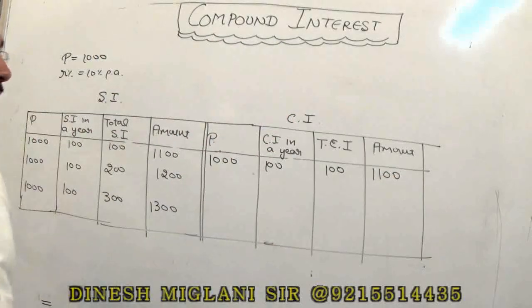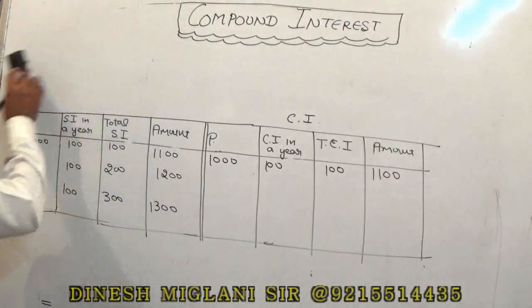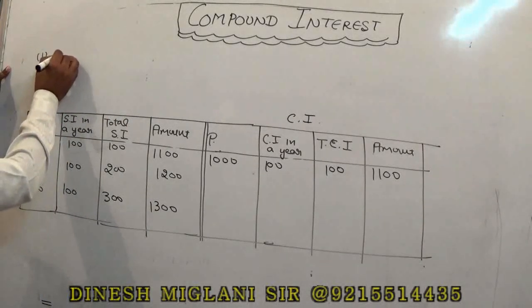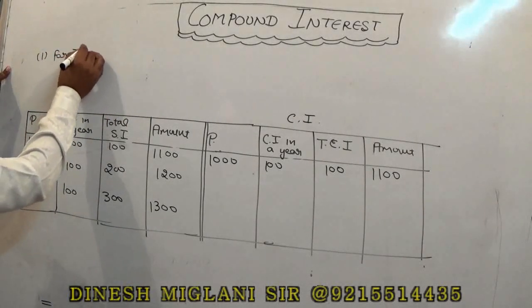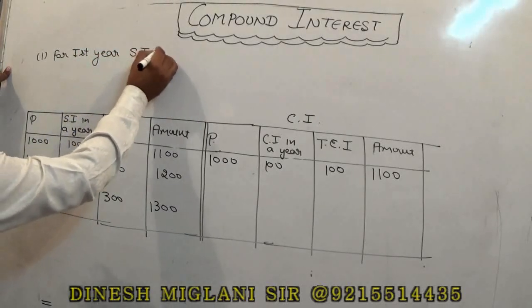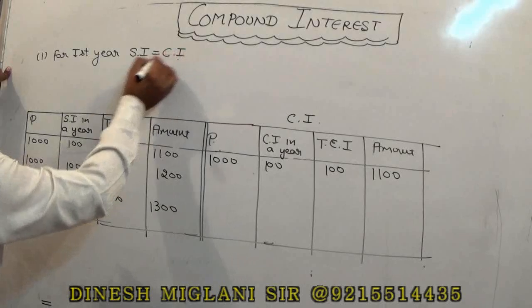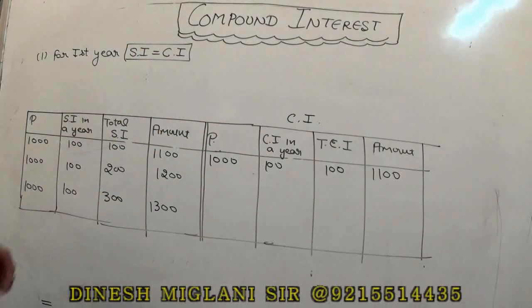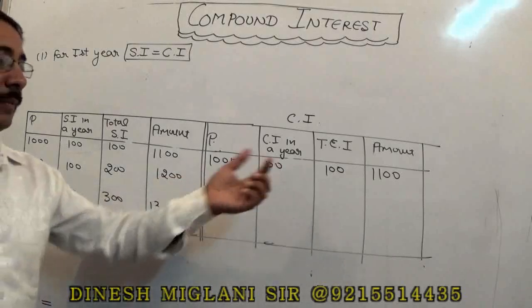So what I can infer out here, the first property that I can say, for the first year, simple interest is always equal to compound interest. For the first year, SI is always equal to CI, because we have to take interest on the principal, that is 100.